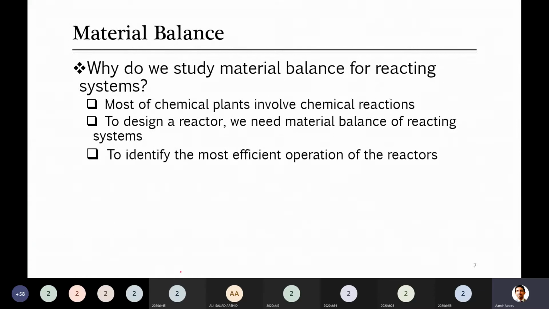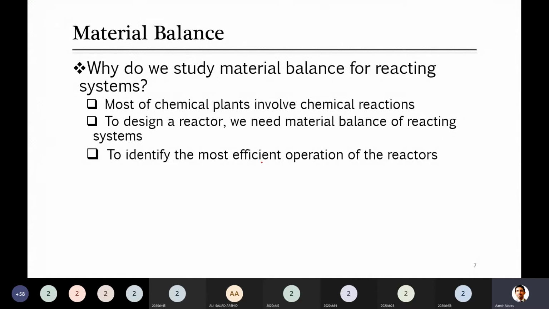Then most of the time you have to identify the most efficient operation of the reactor. Which product is produced in which amount, how much reactant is being consumed. These are all related to the design or the calculation of the reactor. So due to all these reasons, the major reason is that most of our processes in chemical engineering involve a reaction. And for those reactions, you need a reactor.